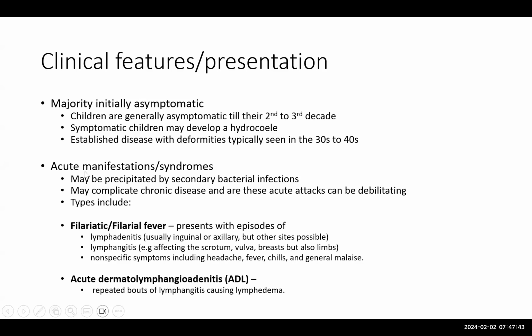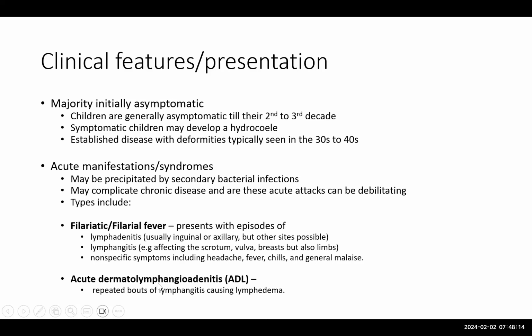Now we have acute manifestations, which may be precipitated by secondary bacterial infections. And the acute manifestations or syndromes may complicate a background chronic disease. So patients keep having attacks of these acute manifestations. We have filarial fever, which presents with non-specific symptoms, headache, fever, malaise, joint pains, with lymphadenitis in the inguinal or axillary region or even other sites, and lymphangitis. So we have sudden swelling of the scrotum, vulva, and other sites.